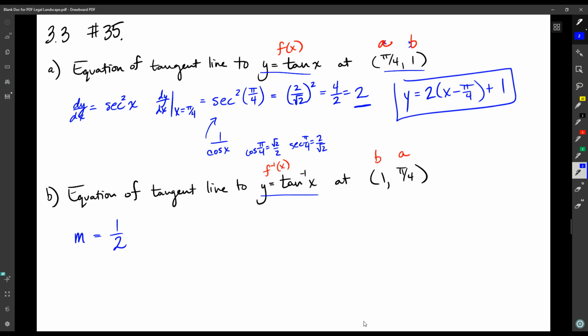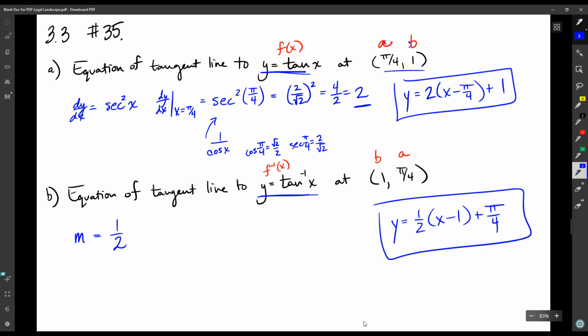So that comes from the fact we're just taking the reciprocal of 2, and we can do that because the function in part B is the inverse of the function in part A, and the point at which we want that derivative value is a flip-flop or a changing of the domain and range of the point from part A. So that makes this equation pretty easy to write. It's going to be y equals the slope, which is 1/2, times x minus the x value of the point, plus the y value of the point, pi over 4. And that's number 35 from section 3.3.